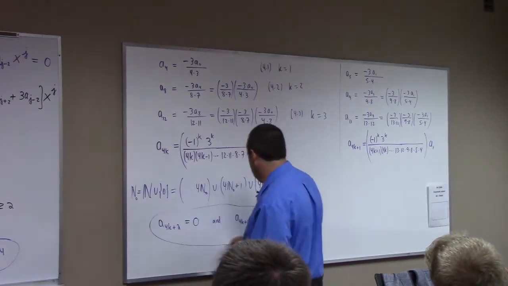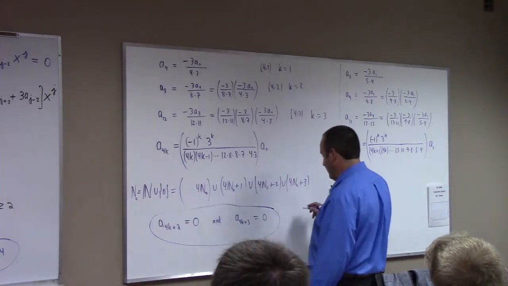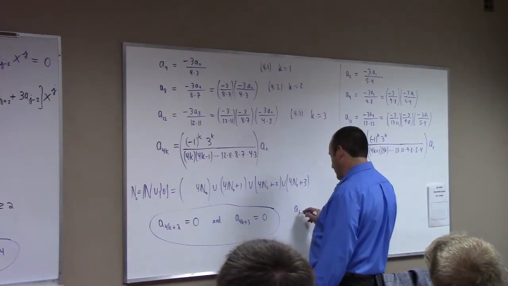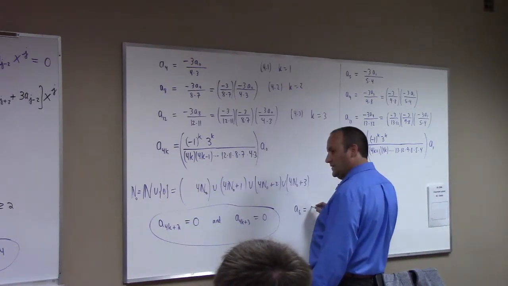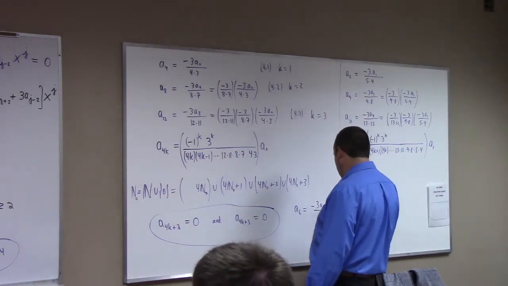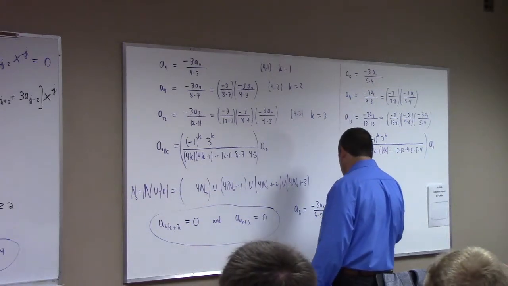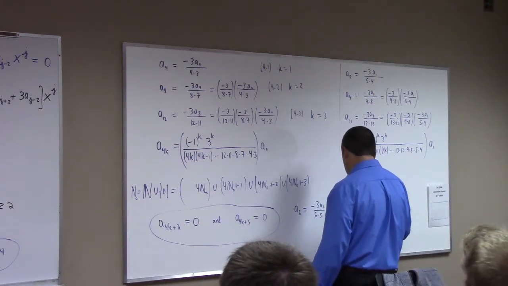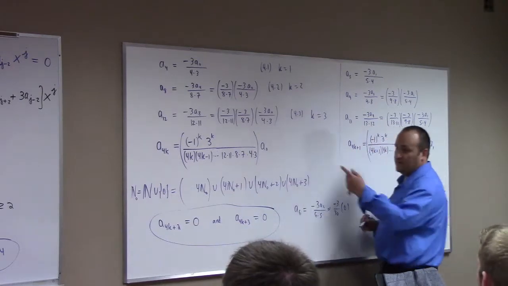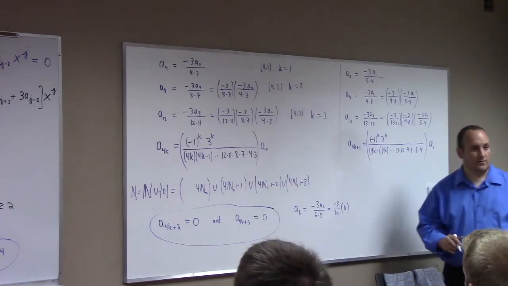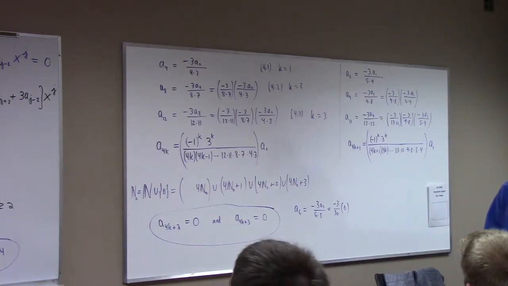Why is this the case? Can you see why that is? Because we have, for example, a sub 6 equals to what? A sub 6 is equal to minus 3 a sub 2 over 6 times 5, right? Which is minus 3 over 30 times 0, because we know that a sub 2 is 0 from our earlier equating coefficients, right?